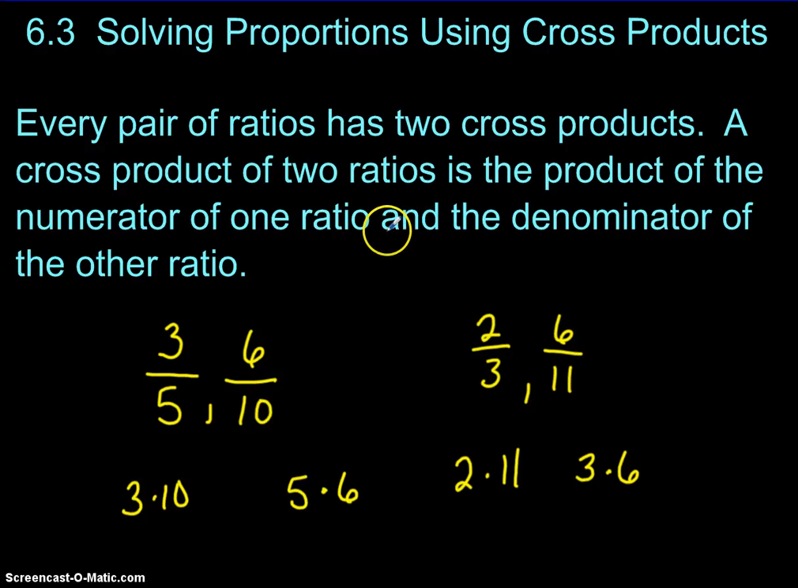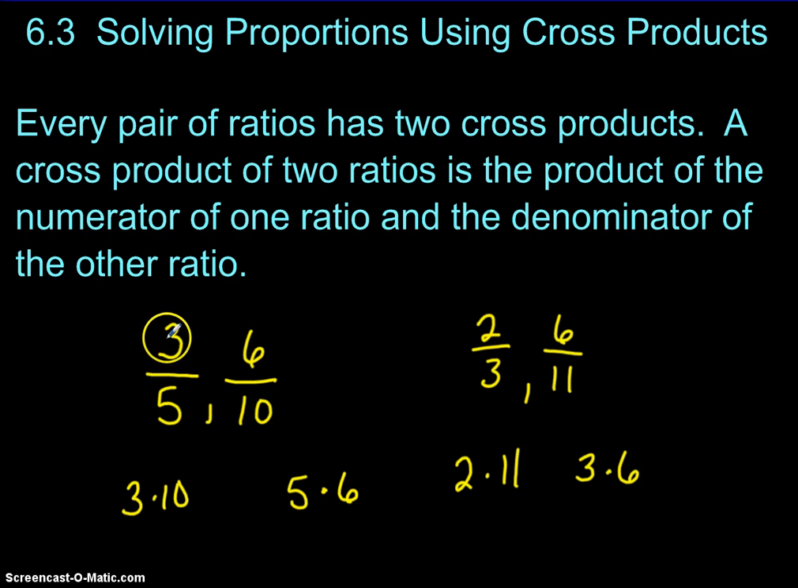Okay, we're looking at 6.3, solving proportions using cross products. Every pair of ratios has two different cross products, and a cross product is basically the product of the numerator of one ratio and the denominator of the other. So I've got two pairs of ratios here, and I'm showing you an example of a cross product.